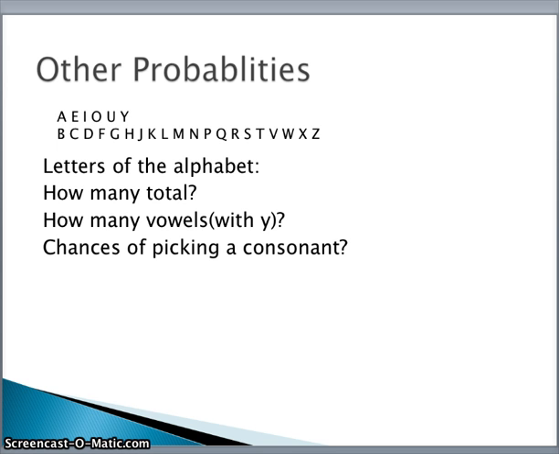Let's take a look at the alphabet now. There are a total of 26 letters. 6 are vowels, and 20 are consonants if you count Y as a vowel. This means that picking a consonant is 20 out of 26, which reduces down to 10 out of 13 for probability of picking a consonant.